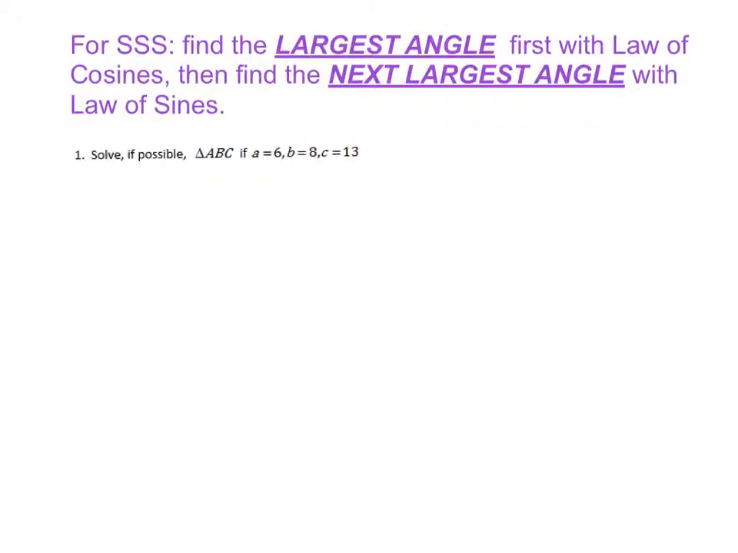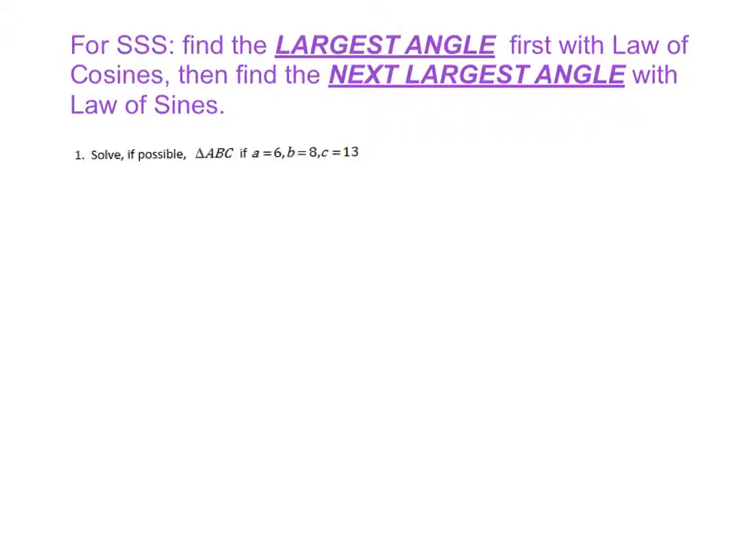For side, side, side, you're going to find the largest angle first with the law of cosines. Then you're going to find the next largest angle with the law of sines. So for number 1, solve if possible triangle ABC if your A equals 6, your B equals 8, your C equals 13.